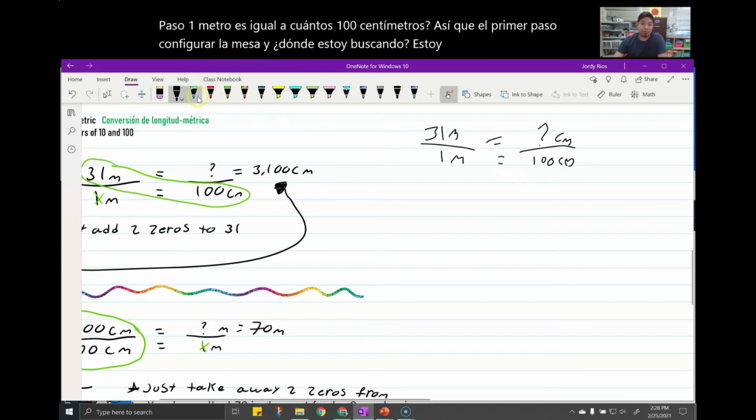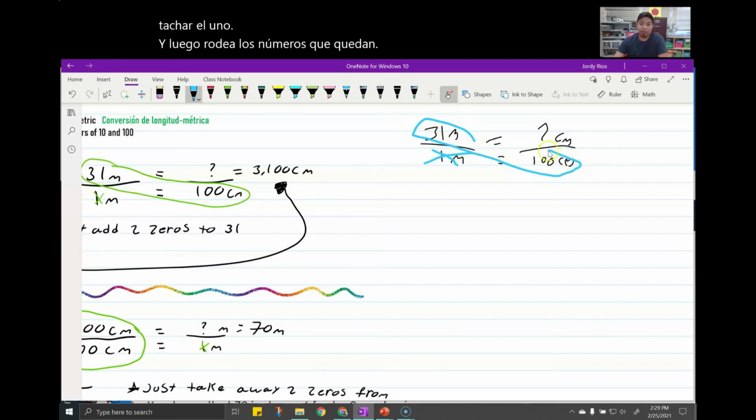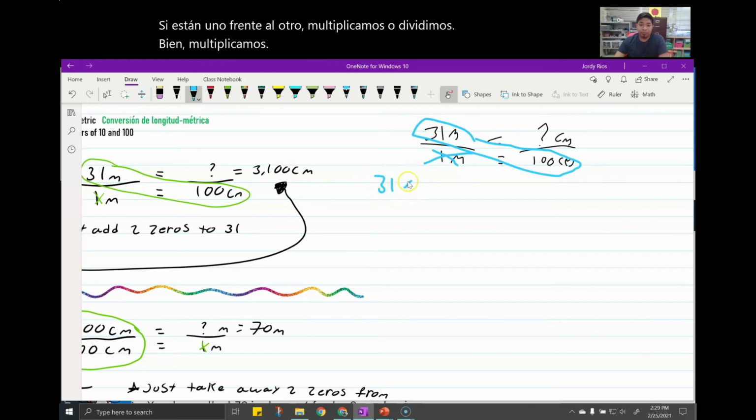Step 2, cross out the 1. And then circle the numbers that are left over. 31 and 100. If they're across from each other, what do we do? Multiply or divide? Good, we multiply. 31 times 100.